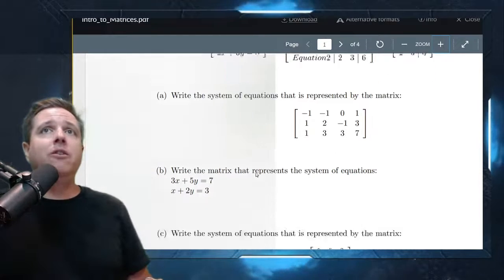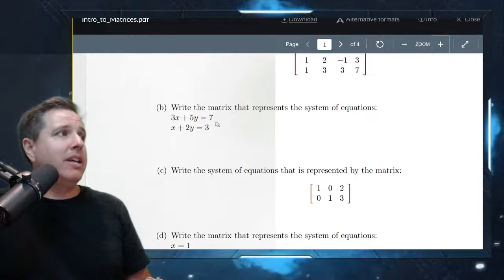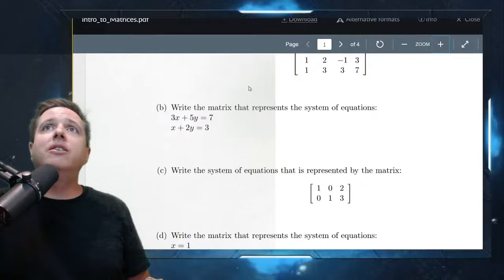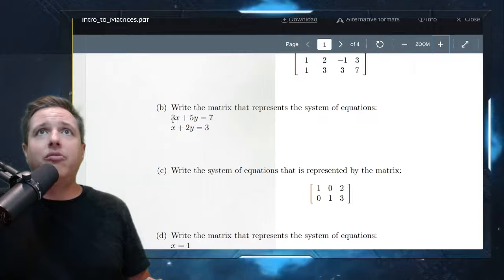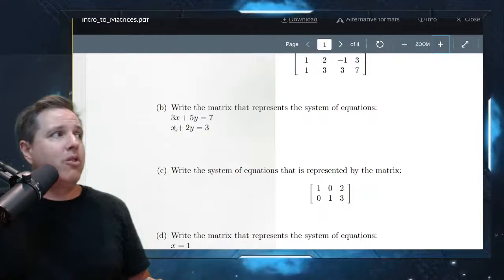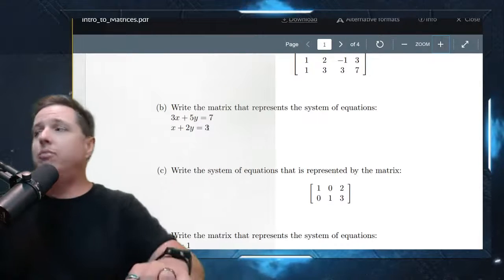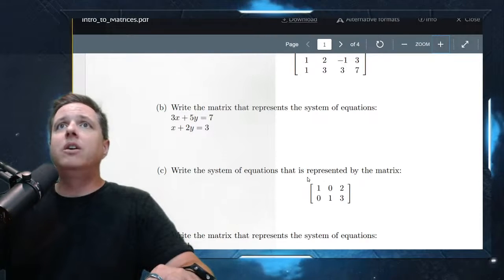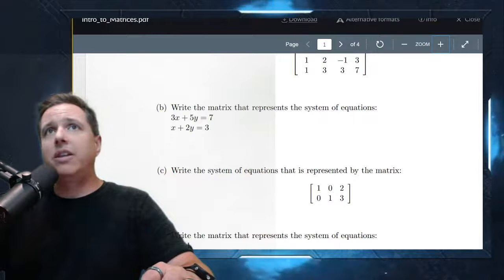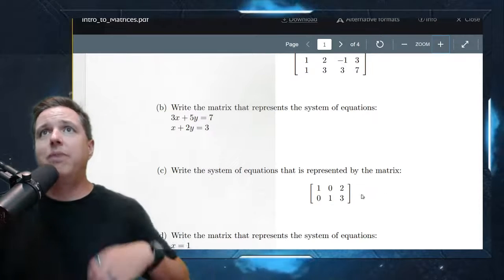Okay, and then down here, write the matrix that represents the system of equations here. So in this case, it would be 3, 5, 7 would be the first row. 1, 2, 3 would be the second row, is what that would look like, okay? Right here, write the system of equations that is represented by this matrix.